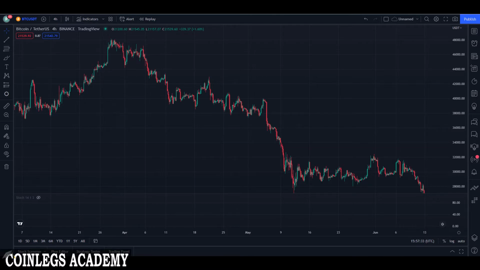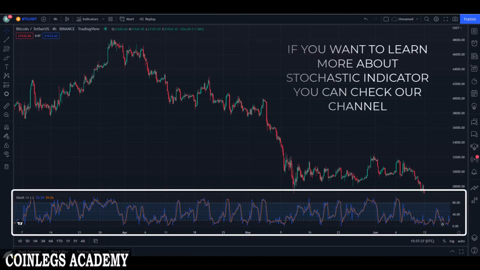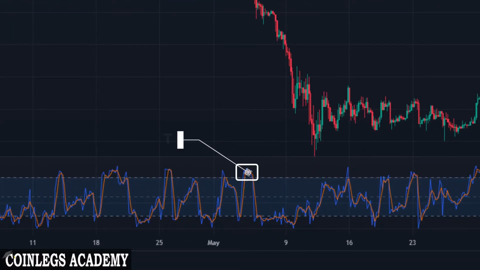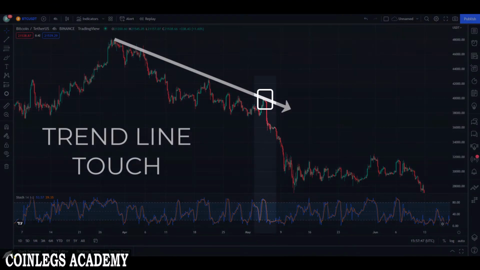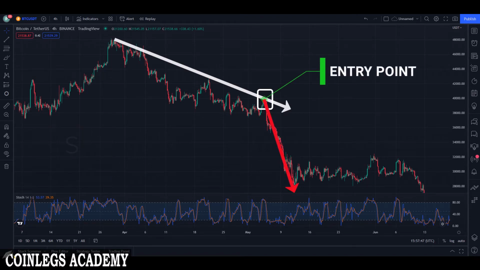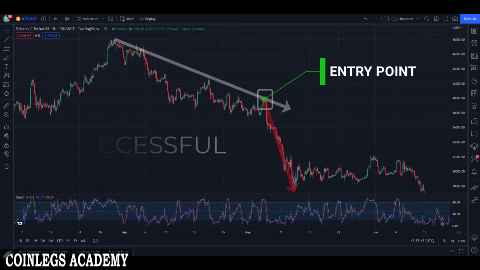And to find our entry point, I will use the stochastic indicator. Here we have an overbought area on stochastic and we have a clear trend line touch in the same area. This can be considered as an entry signal for our short position. As you can see, it's a successful trade again.